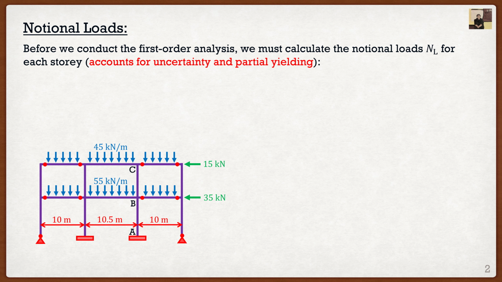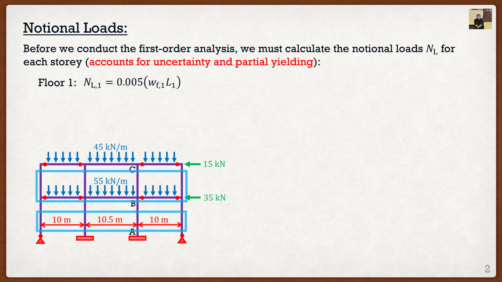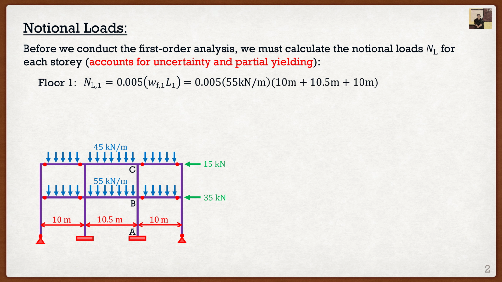Now to calculate the notional load, it's actually pretty simple. And the thing we're going to have to keep in mind is we are going to have a different notional load for each story in the structure. So for floor number 1, the notional load has the following formula, where it's 0.005 multiplied by the total gravity load on that story. So if we look right here, we know that for our first floor, it is subjected to a gravity load of 55 kilonewtons per meter, and that acts over a distance of 10 plus 10.5 plus 10 meters. So all I have to do is substitute that into our equation, and we can calculate the notional load for the first story as 8.4 kilonewtons.